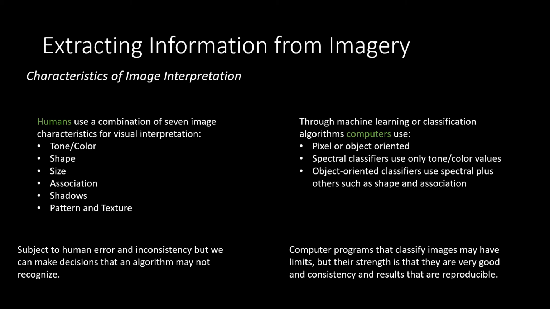So as humans, we can make complex decisions that a computer algorithm may not recognize. That being said, each person could interpret information differently that can lead to inconsistencies. So the biggest benefit to using computer programs to classify images is that they're very good at producing consistent and reproducible results, which is very important in science.